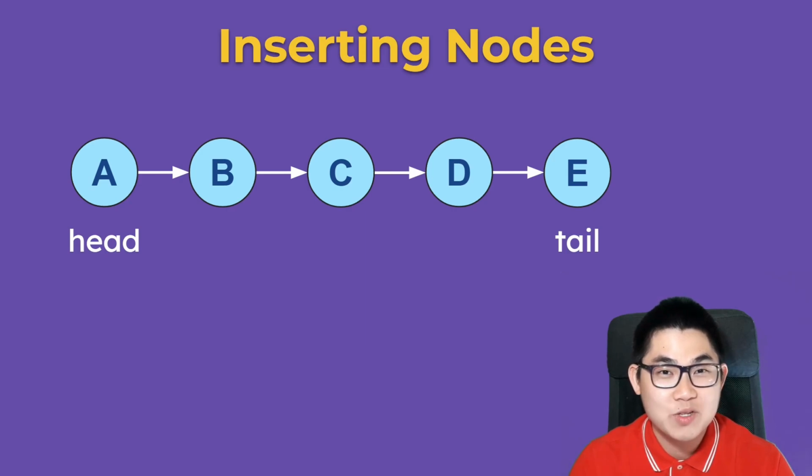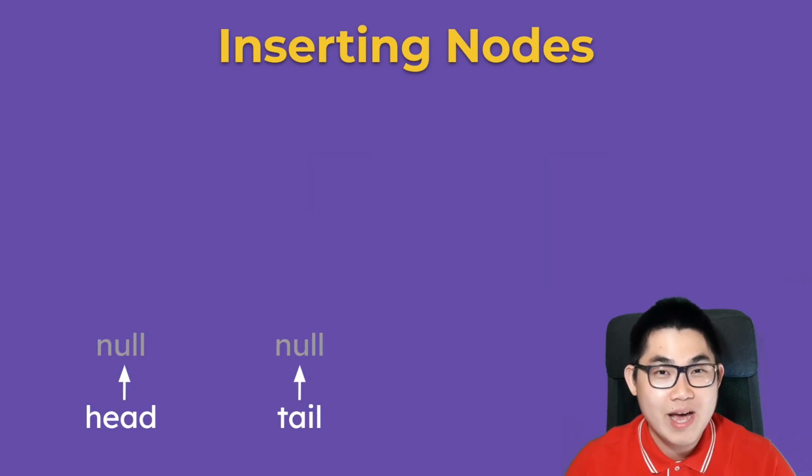I'm going to show you how to insert nodes into a singly linked list. There are three cases. The first one is at the beginning, the second is at the end, and the third one is somewhere in between or at a specified index. So at the very beginning, our linked list is going to be empty. And how can we tell if it's empty? Well, it's empty when both the head and the tail point to null.